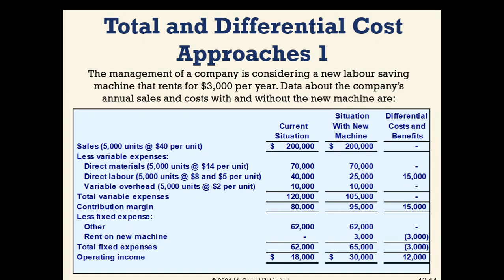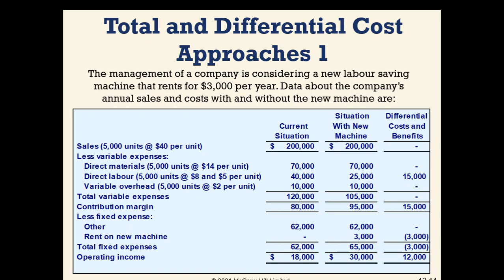So for example, sales will remain at 5,000 units at $40 per unit under both the current situation and the situation with the new machine. So there's no difference. Those amounts don't change depending on the alternative, so they're not relevant to the discussion. If getting this new machine was going to increase production and as a result increase sales, then we would look at the difference. Next, we look at our variable expenses. The direct materials, again, remains the same between the two alternatives, so it is not relevant.